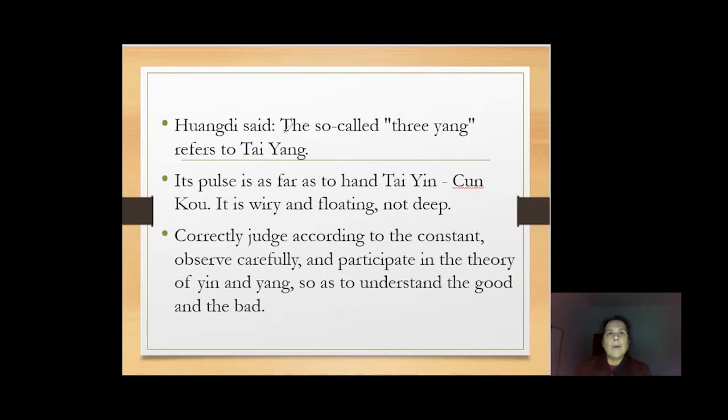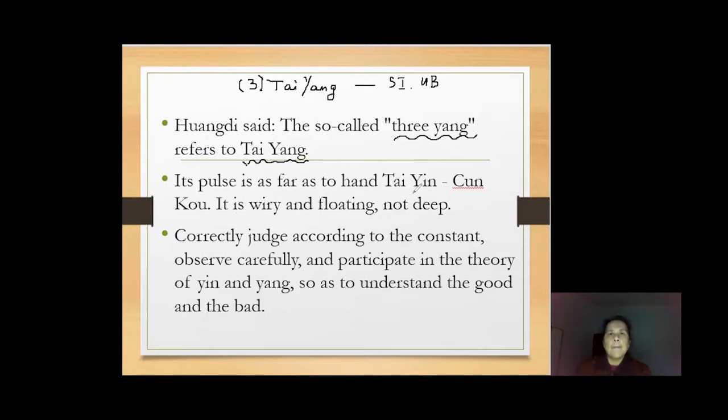Then Huang Di gives more explanations. So when we say three yang, that means Tai Yang. Tai Yang, we are pretty familiar with already. In relationship with the meridians, we have Hand Tai Yang, Small Intestine, and Foot Tai Yang, the Bladder. That's why we name it Tai Yang, meaning Tai Yang holds three Yang. Among the meridians, which has more Yang? Tai Yang, three Yang.